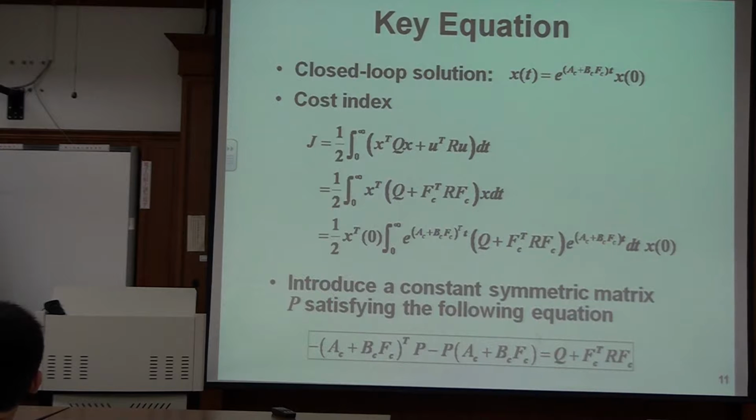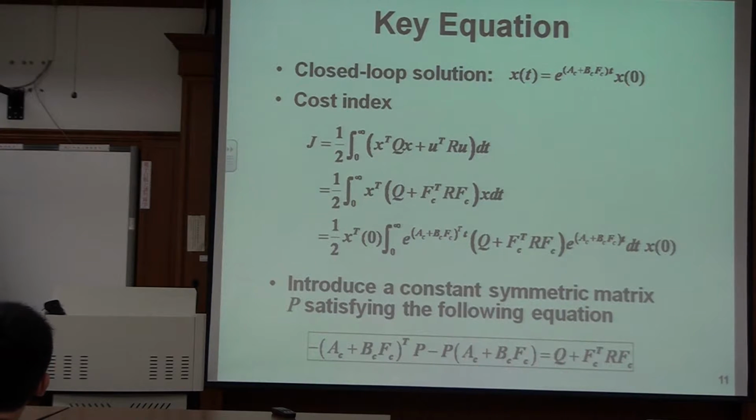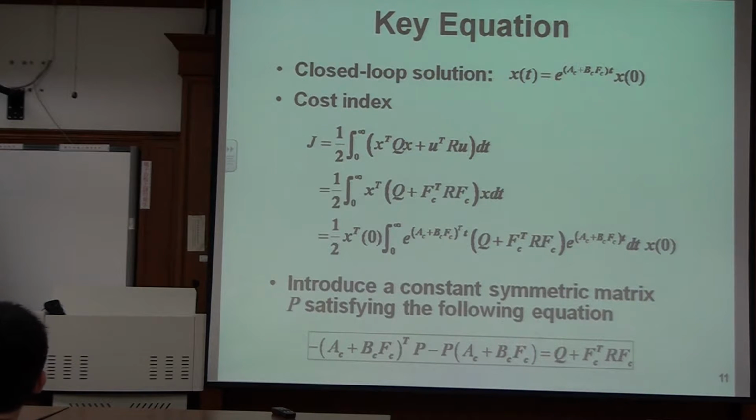Now for our system, X dot equals ACX plus BCU, and U equals FCX. My performance index J is the integral of X transpose QX plus U transpose RU dt.